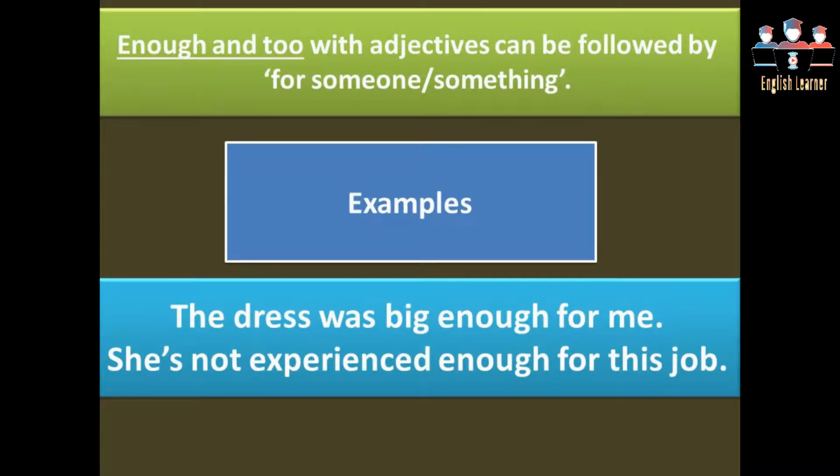Next example is, she's not experienced enough for this job. In this example, enough is used with an adjective, which is experienced. And experienced is directly related to a pronoun.